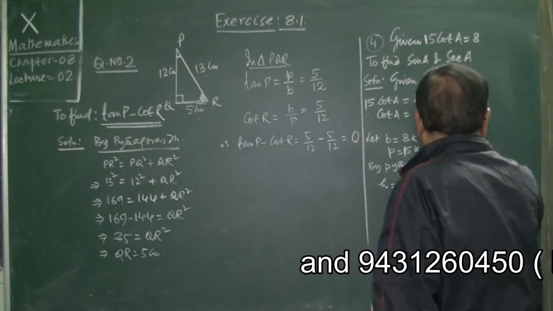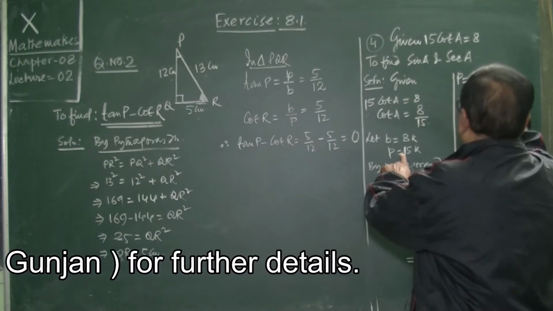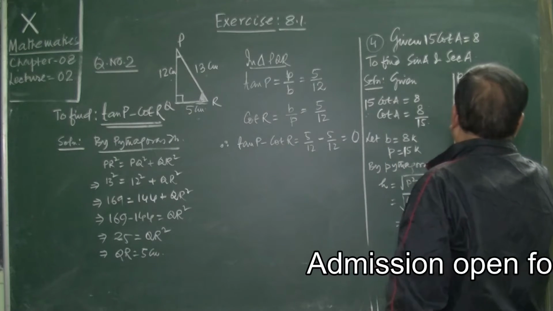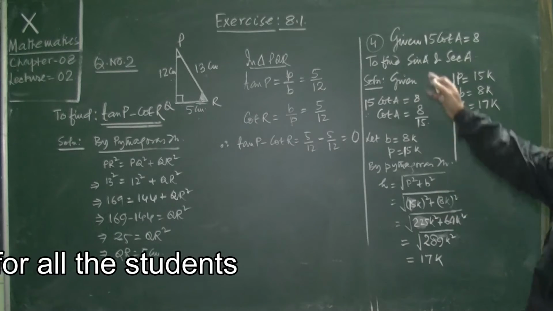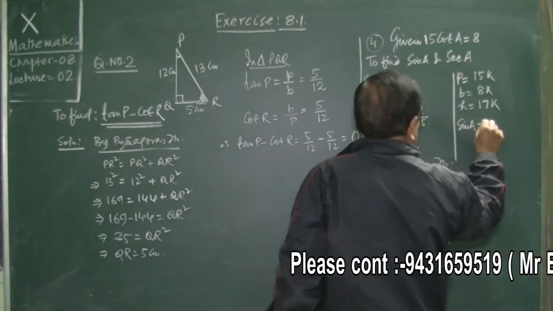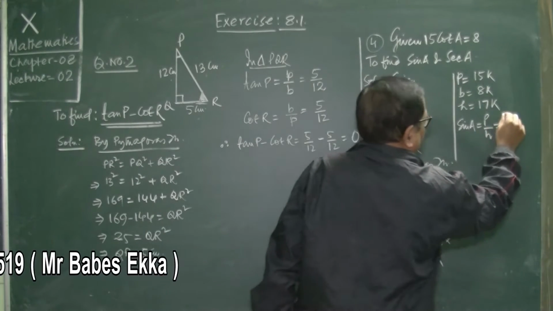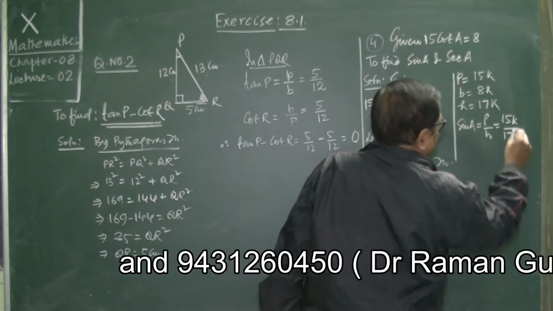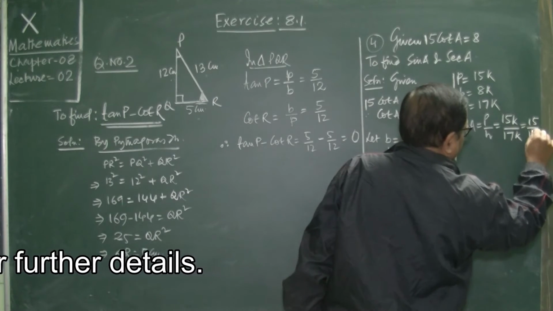In the triangle, all the three values we have got: P is equal to 15K, B equals 8K, and H we have calculated as 17K. Now we are required to find out the value of sine A. As I told you, sine equals P by H. And what is the value of P over here? 15K. And what is the value of H? That is 17K. Cancelling K, we will get 15 by 17.